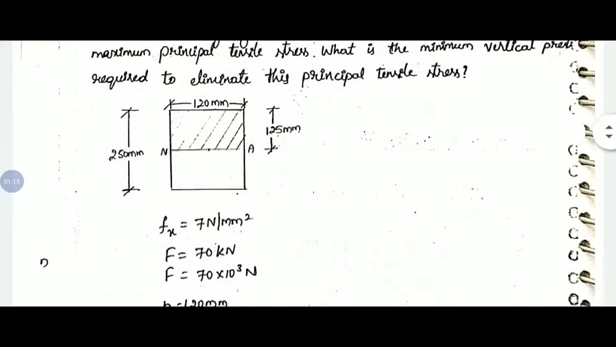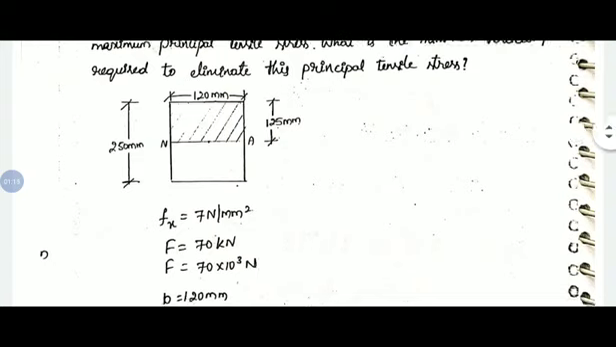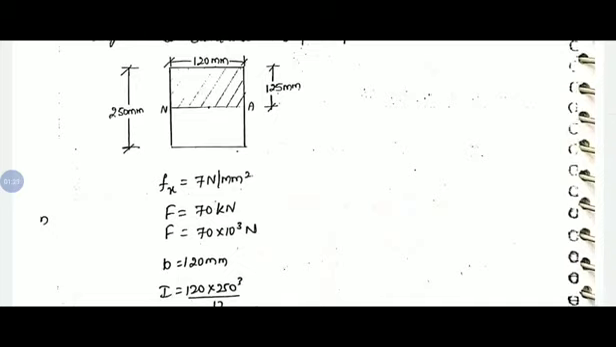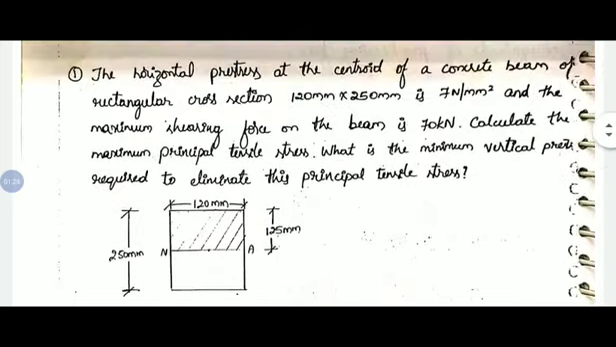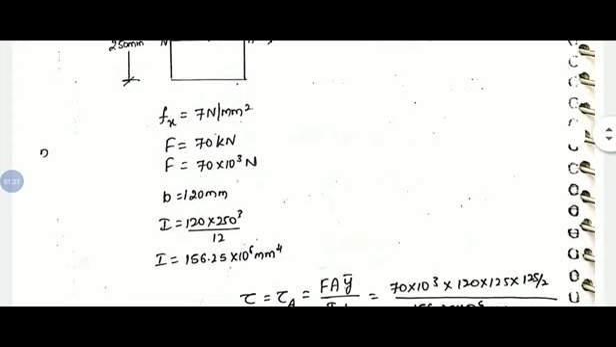So this is the cross section you are seeing here. 250 by 120. If you take the centroid of the section, it will be 250 by 2, that is 125. So Fx is the horizontal pre-stress. F is the shear force, 70 kilonewton. In terms of Newton, it is 70 into 10 power 3.